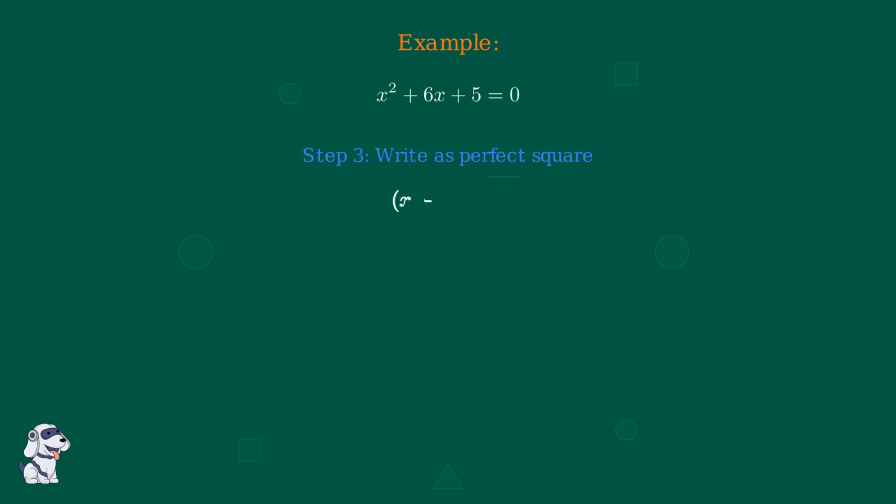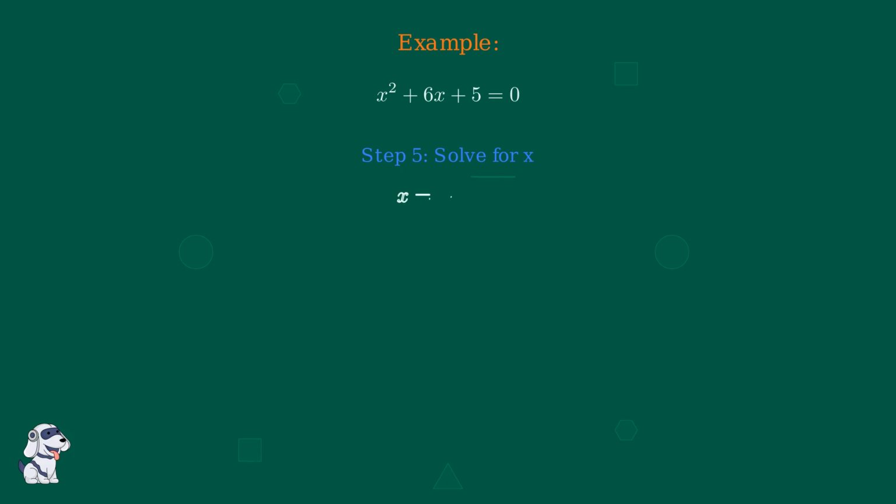Step 3, the left side becomes a perfect square, x plus 3 all squared. The right side simplifies to 4. Now we have our equation in the desired form. Step 4. Taking the square root of both sides gives us x plus 3 equals plus or minus 2. Remember, when we take the square root, we must consider both positive and negative solutions.